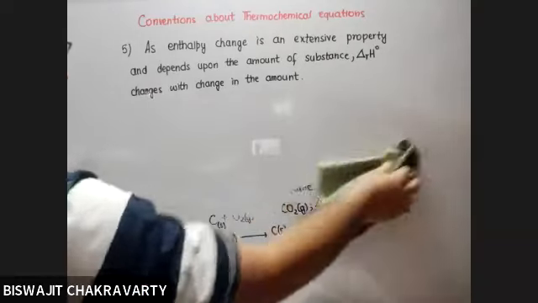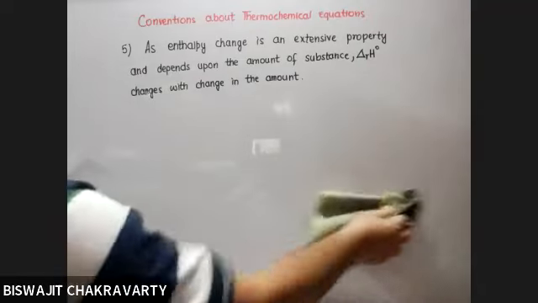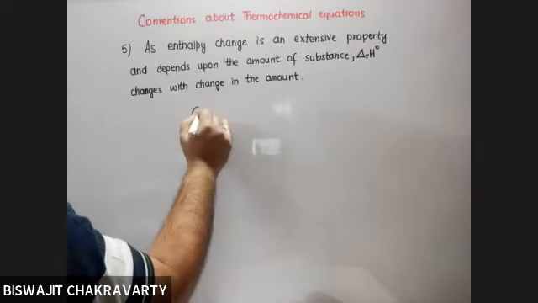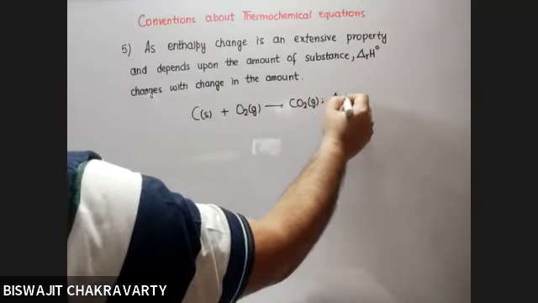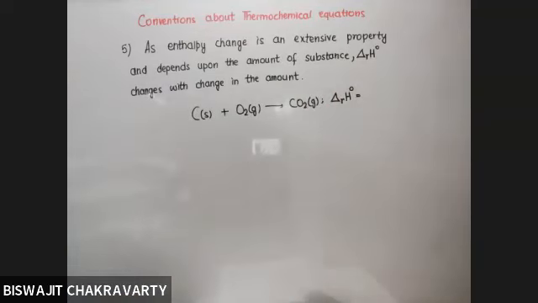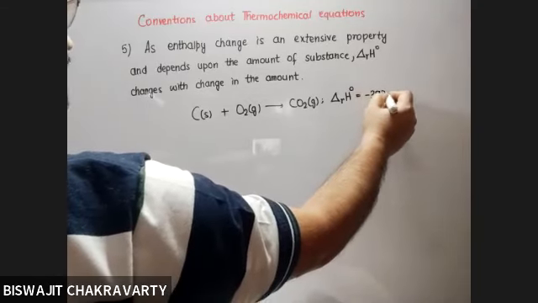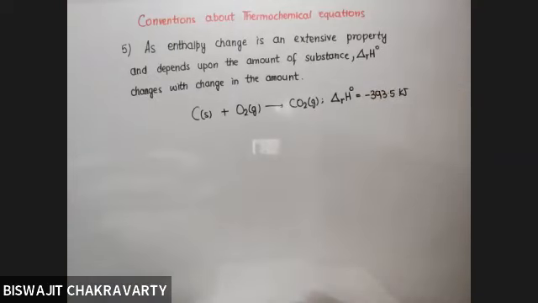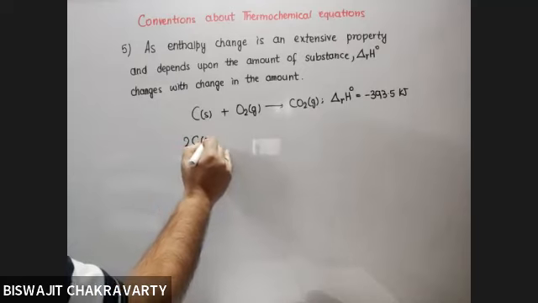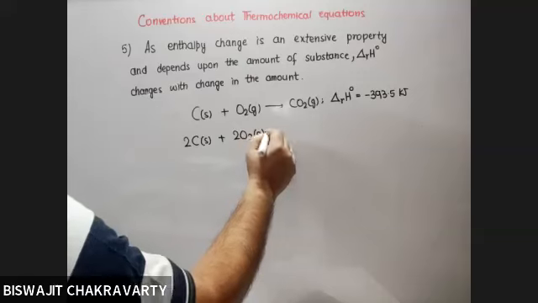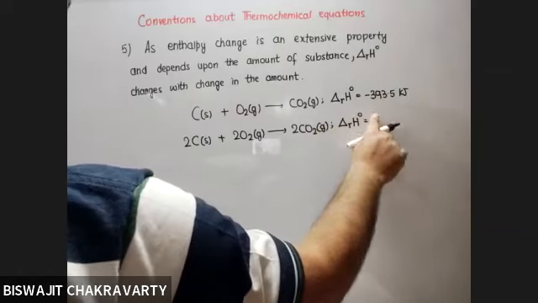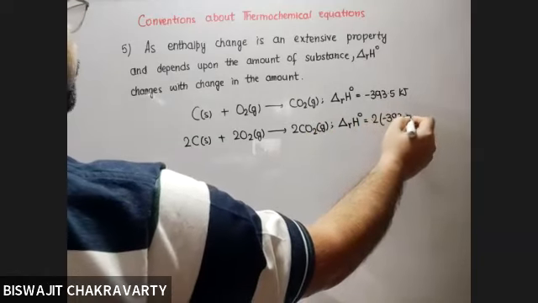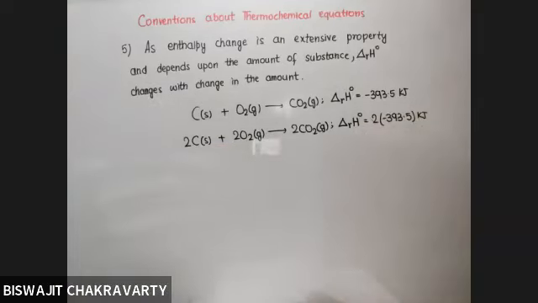any number or divide with any number the whole equation, you have to do the same thing with the delta H value. Say carbon solid plus oxygen gas gives carbon dioxide gas. For the reaction, the standard enthalpy of reaction is minus 393.5 kilojoules. If you multiply any number, say 2, with the whole equation, then delta rH degree will also have to be multiplied with 2. And the same way, when you divide the whole equation with any number, you have to do the same with the delta rH value.